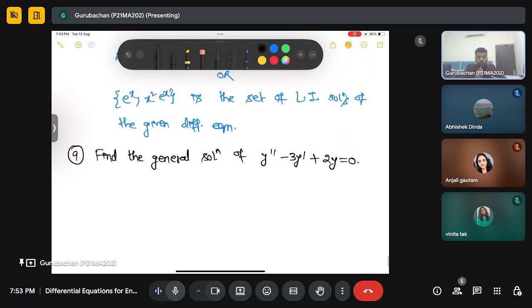So the approach for this question is valid even for nth order differential equation with constant coefficients. So I'm giving you the hint that you may proceed by trying that the solution of this differential equation is some e to the power lambda x, and try to make it satisfy this equation and find out the value of lambda, and then you get to know what the solution of this differential equation will be. Try this one.